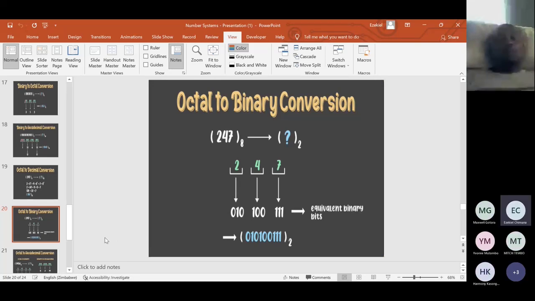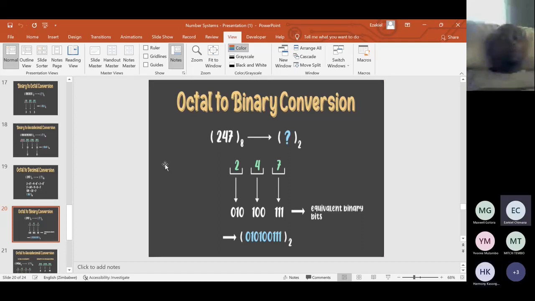I don't know if there is any question there. You can ask if you have a question. Is there any other method which is better for octal to binary conversion?